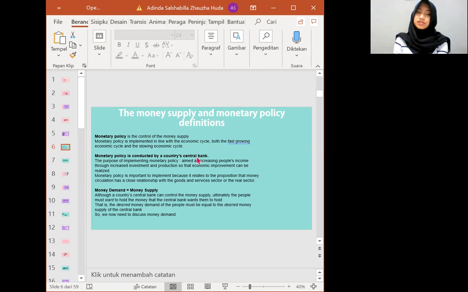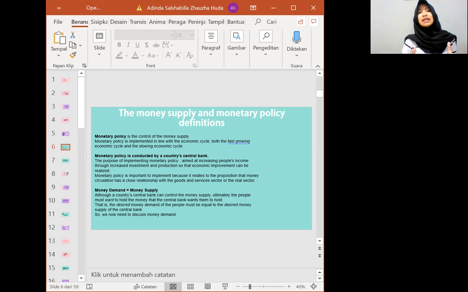The money supply and monetary policy definitions. Monetary policy is the control of the money supply. Monetary policy is implemented in line with the economic cycle, both the fast-growing economic cycle and the slowing economic cycle. Monetary policy is conducted by a country's central bank. The purpose of implementing monetary policy is aimed at increasing people's income through increased investment and production so that economic improvement can be realized. Monetary policy is important to implement because money circulation has a close relationship with the goods and service sector, the real sector.